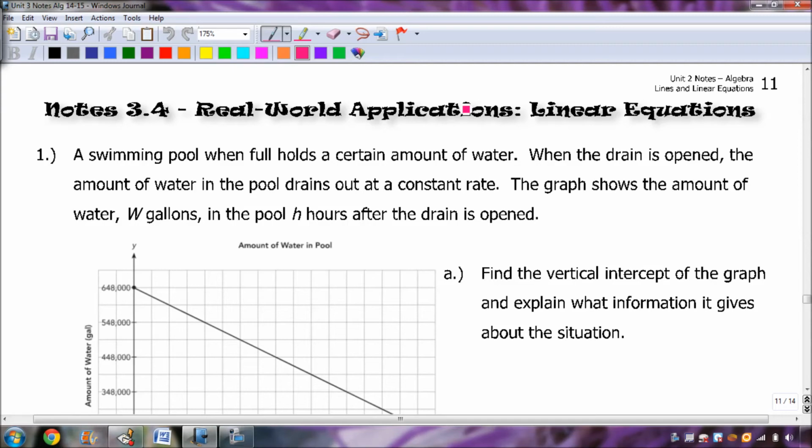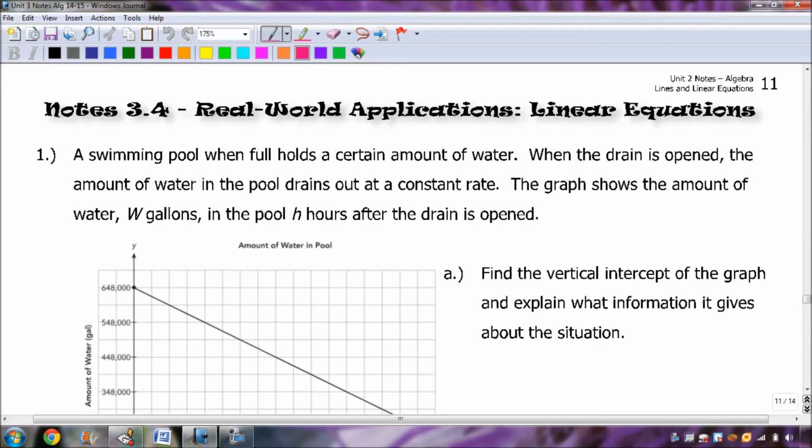All right, notes 3.4 are on real-world applications of linear equations. We are going to apply everything that we learned about slope and y-intercept to real-life scenarios. This is probably one of the most applicable things that you will have in your everyday lives.